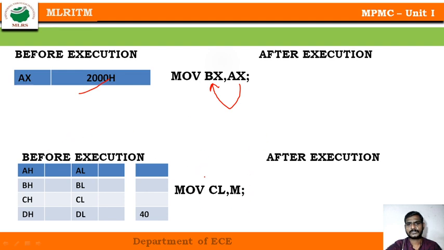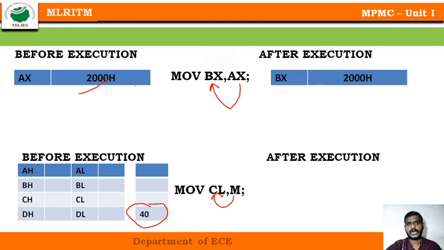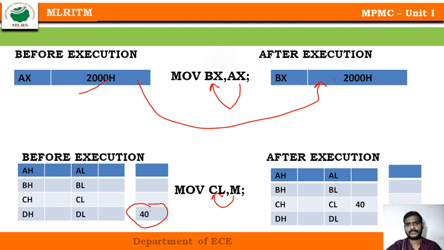Here, before execution, I want to copy a memory content into CL. Assume the memory has 40. After execution of these instructions, obviously my BX value is 2000; this 2000 is moved to BX. Similarly, whatever 40 is there in the memory is moved into my CL register. So this is the way your MOV instruction functions.